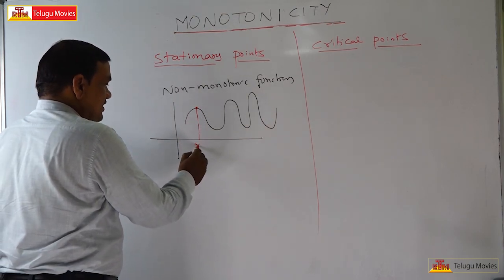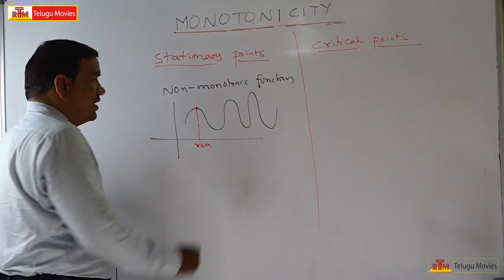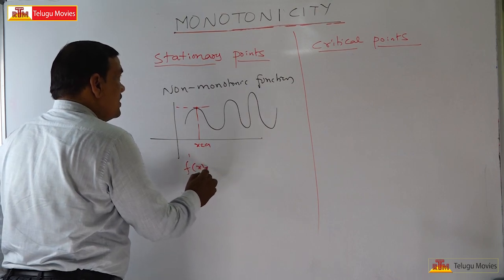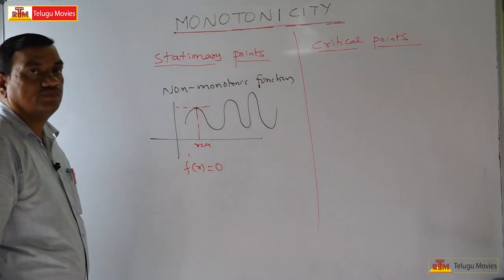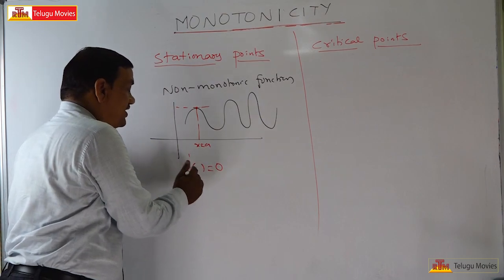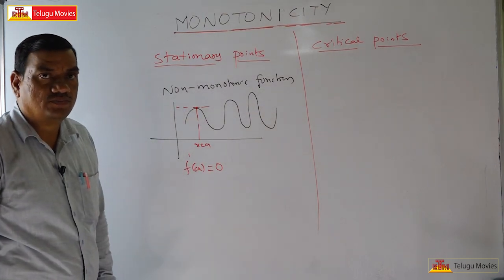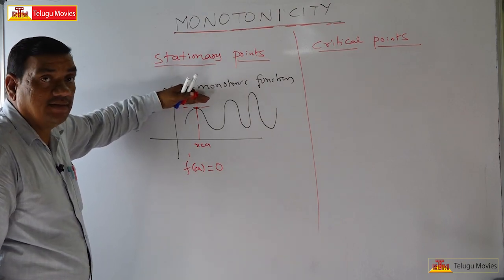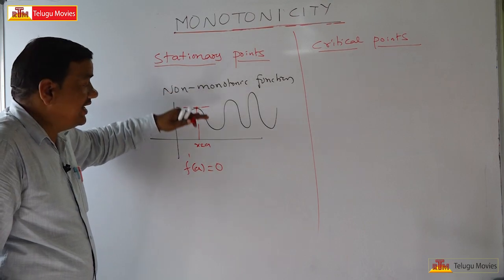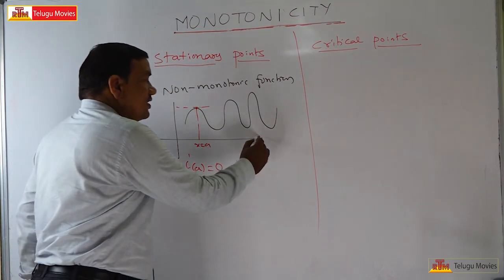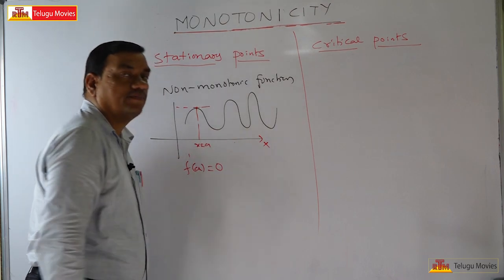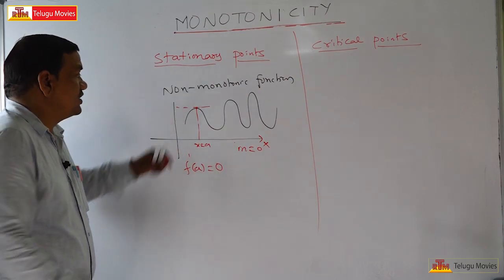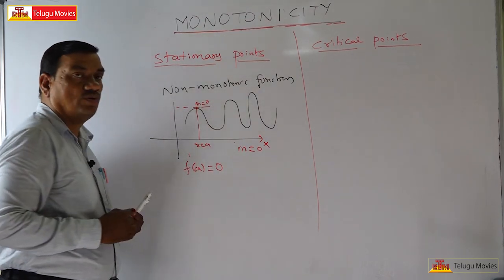for example, if x is equal to a, if you draw the tangent there, f dash of x is equal to 0, or f dash of a is equal to 0. That means, if you draw the tangent at this point, the tangent is parallel to the x-axis. What is the slope of the x-axis? 0. Therefore, the slope of the tangent is also 0.